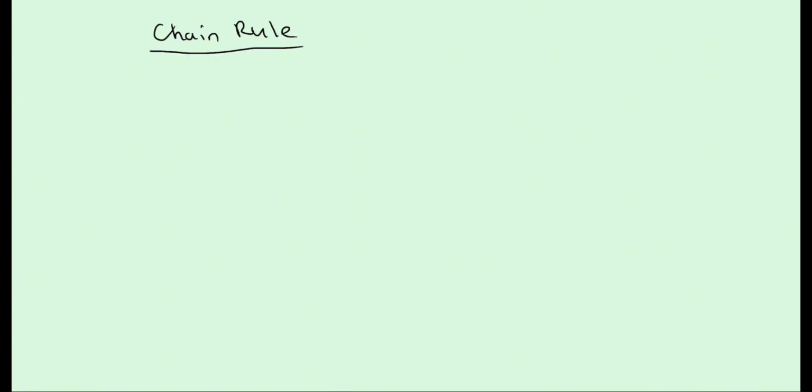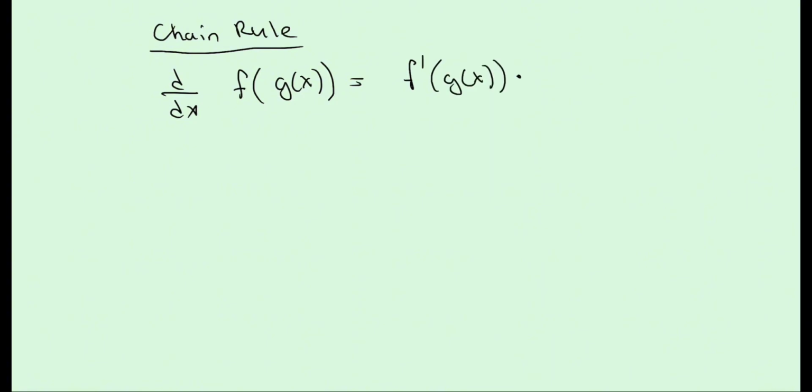Lastly, let's go over the chain rule. Chain rule states that the derivative of a function inside a function equals the derivative of the outer function times the derivative of the inner function. For example, let's say we're trying to derive (2 plus 5x squared) cubed.